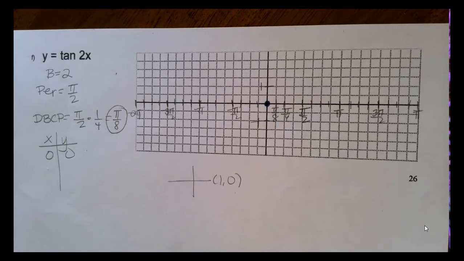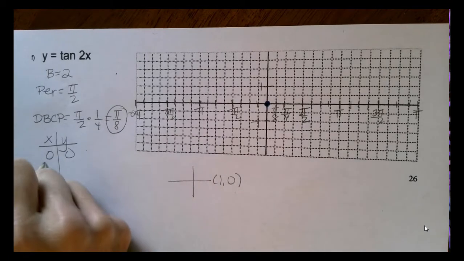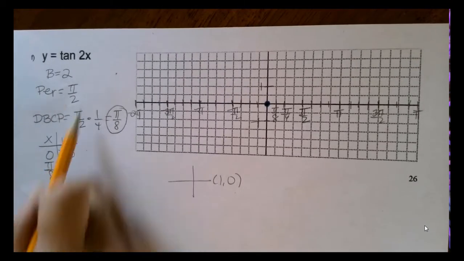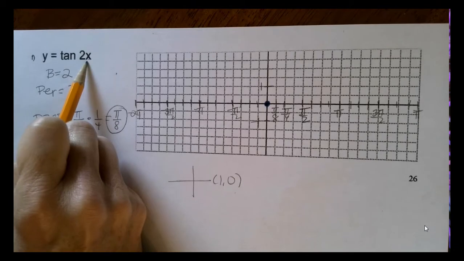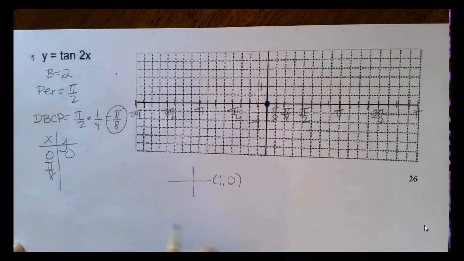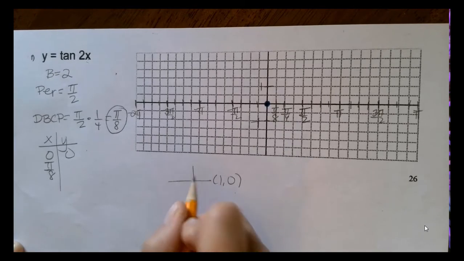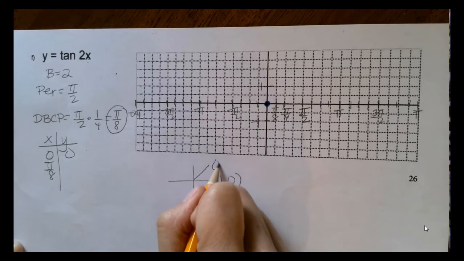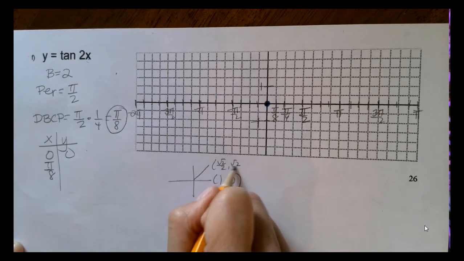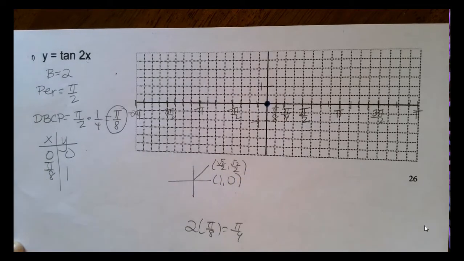And now, if I plug in pi over 8, that's the distance between critical points, realize I have to do 2 times pi over 8. So 2 times pi over 8 actually ends up being pi over 4. So you're really asking, what is the tangent at pi over 4? And remember that it's 1.